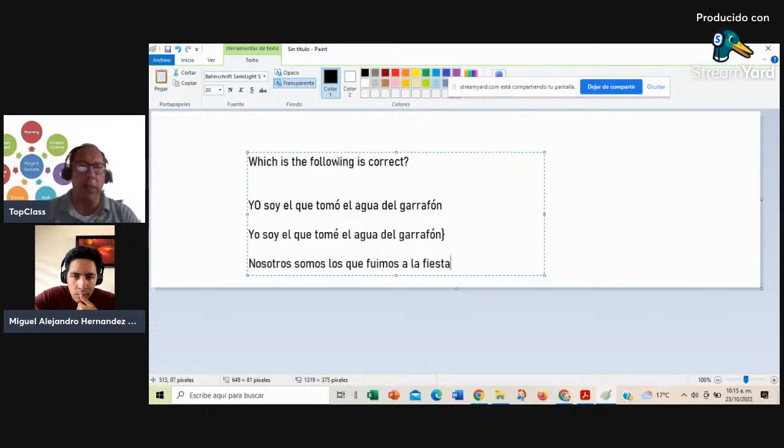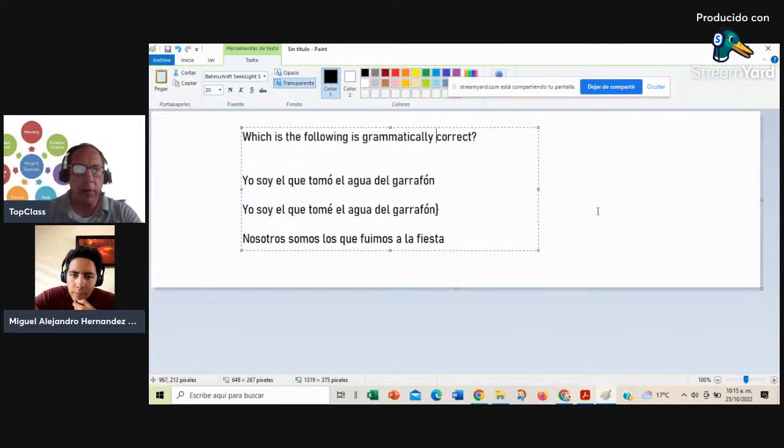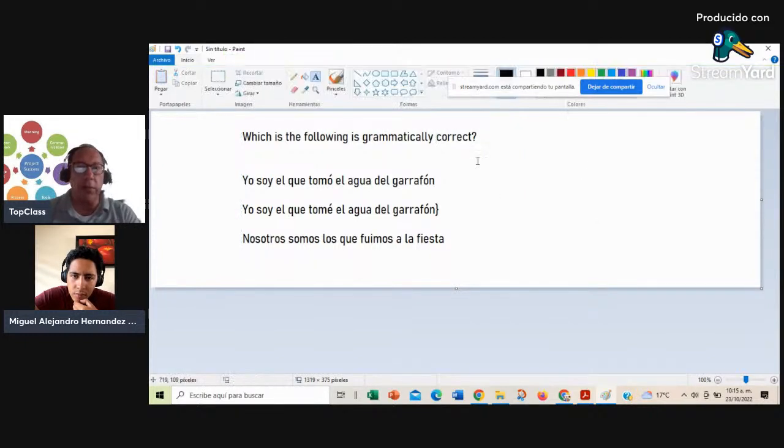Only one is correct, and which one do you think is grammatically correct? I would say the second, yo soy el que tomé. The first one is the one that is correct, exactly. Because grammatically speaking, you should say yo soy el que tomó, not yo soy el que tomé, right? But you will accept probably, Mickey, that this second form is very common, right? Yo soy el que fui. No, it's not yo soy el que fui, it's yo soy el que fue, right? But it's very common.